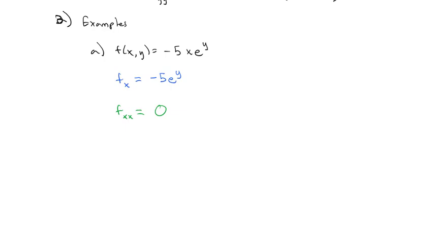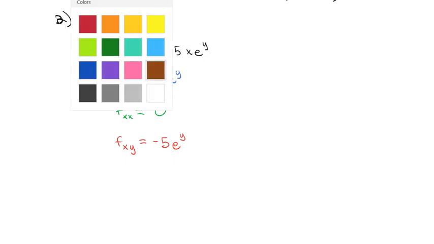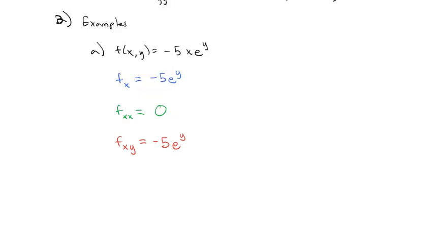So let's try one that might have been more interesting. Instead of f sub xx, let's do f sub xy, the partial derivative with respect to x first. That's been done in blue. And now we'll take the derivative of that with respect to y. Negative 5 is a constant, and the derivative of e to the y is e to the y. And so that becomes our second partial derivative, with respect to x, and then with respect to y. We could have done the partial derivative with respect to y first as well if we were interested in that value.